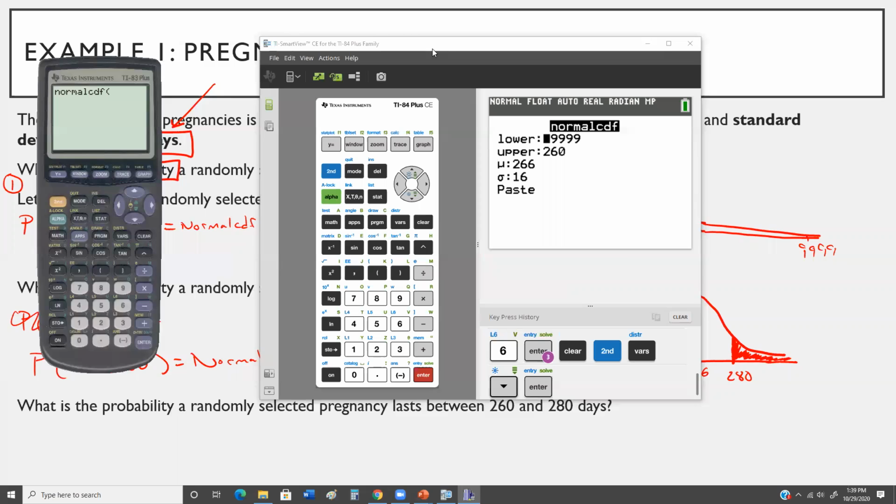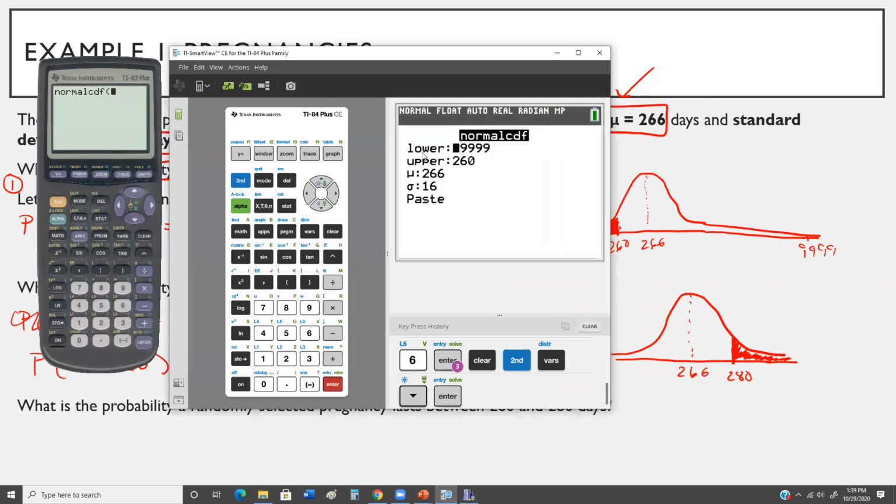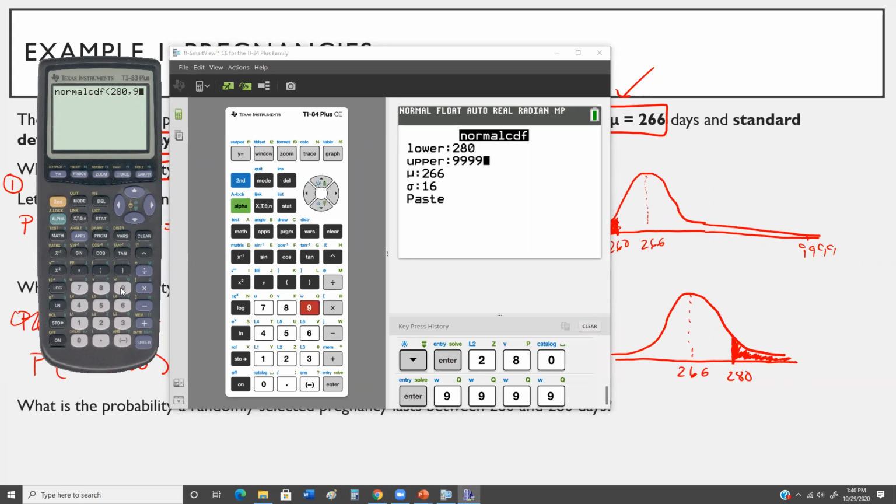All right, here's why I like the drawing. The lower value represents the area, what number you start at to find the area. So I want to start at 280. That's my lower, my starting point. Now I have to find my upper. Whenever you have a tail area to the right, you just put in 9999.